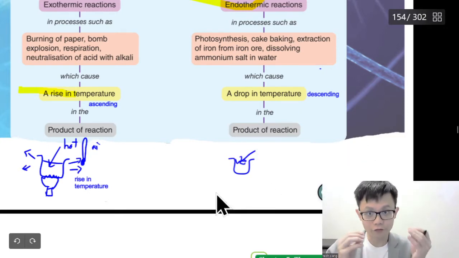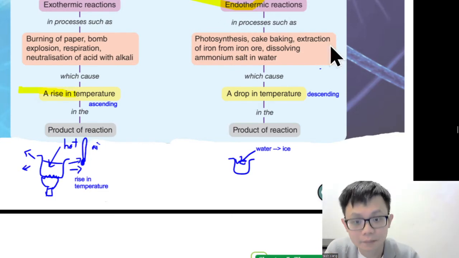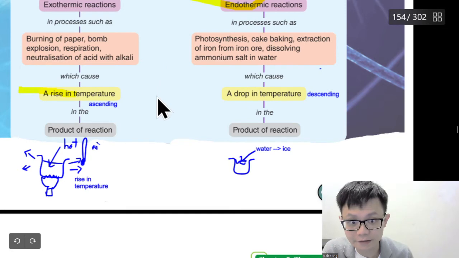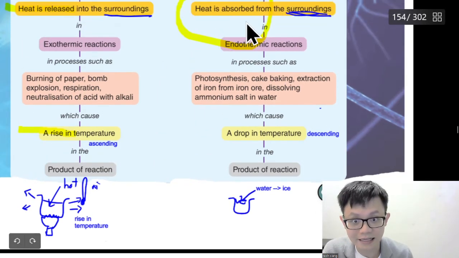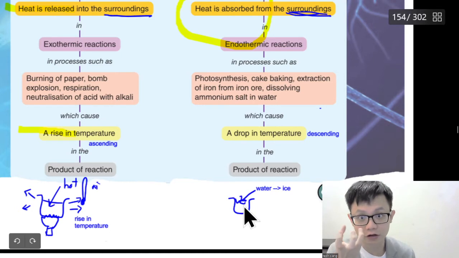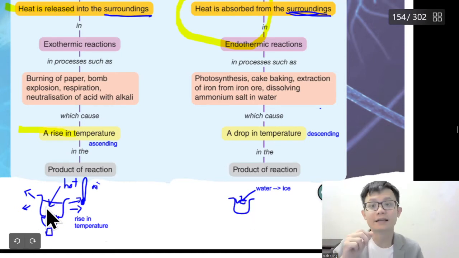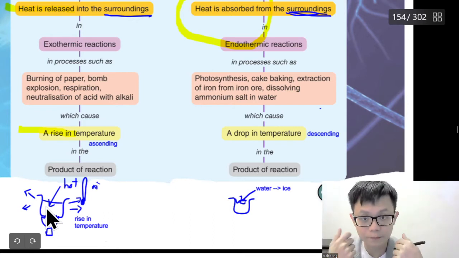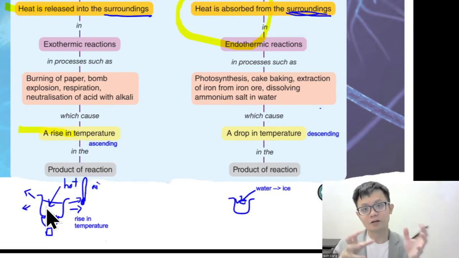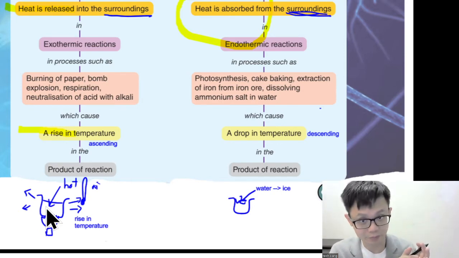Why does water become ice? Because you can see here, heat is absorbed. Okay, now this is the confusing part. I'm not saying heat is absorbed by the water, because if heat were absorbed by the water it would become very hot. That is why, when the question starts to be confusing, you must work out whether it is the water that absorbs heat, or the surrounding that absorbs heat.